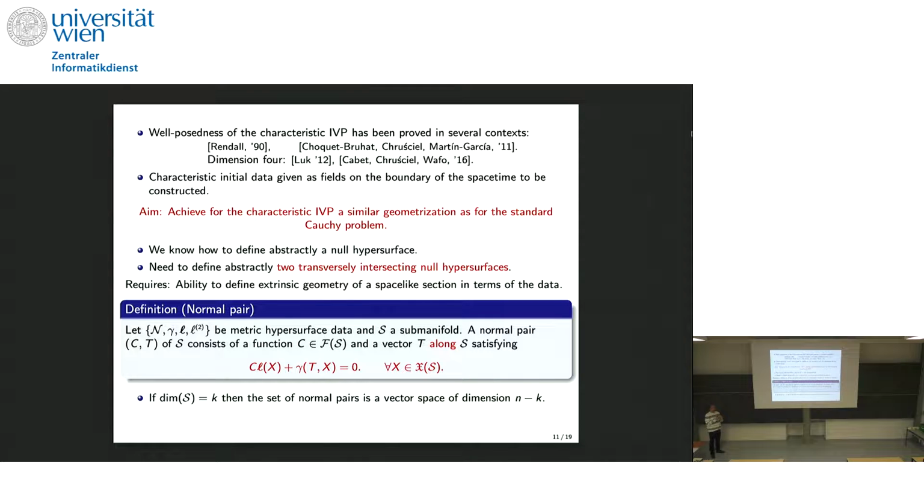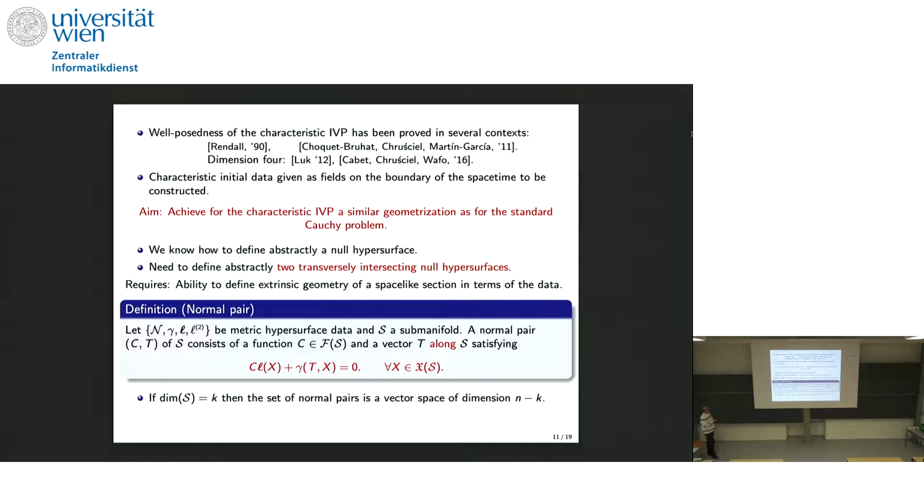So okay, we have a first step towards what we want, but we need to be able to define not just one null hypersurface, but actually two null hypersurfaces that will eventually intersect transversally. And you need to do that in an abstract way, without referring to the space-time you want to construct.